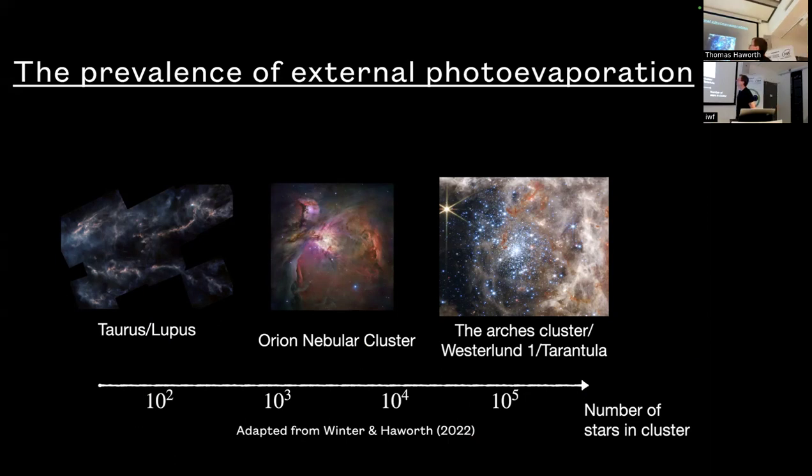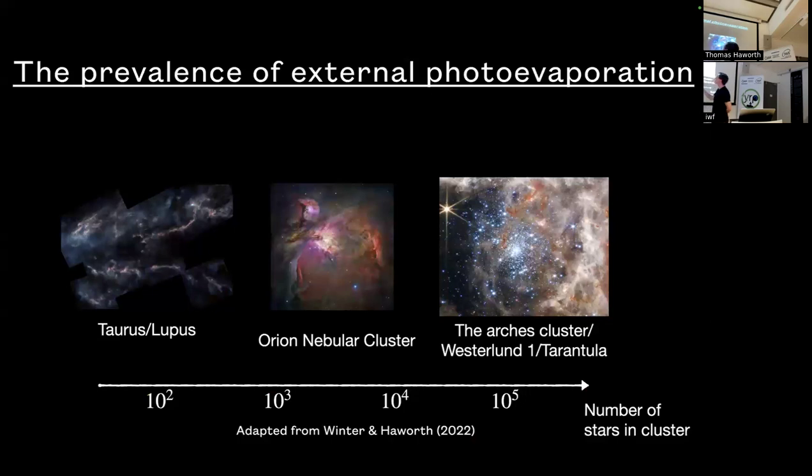So this is showing different star-forming regions. So we've got Taurus and Lupus. This is Taurus, this cloud. So this is where many of our observations at high resolution with ALMA have come from. They've observed hundreds of stars.